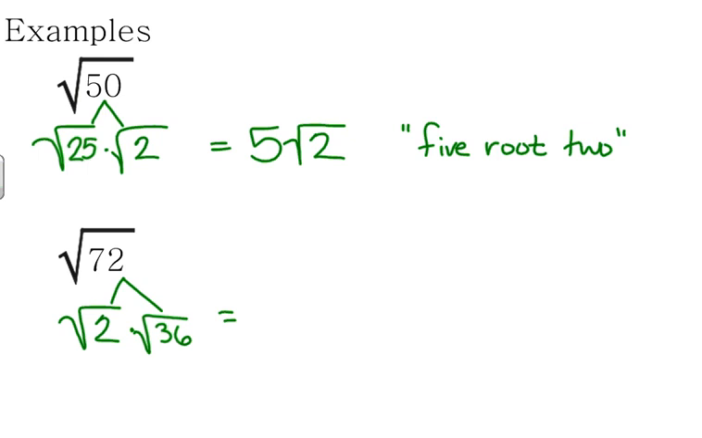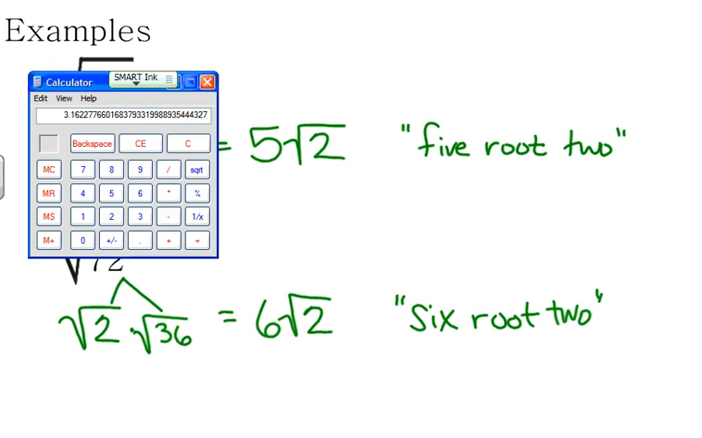The square root of 36 is 6. And the square root of 2, well, there's nothing really I can do about that. So I'm just going to write the square root of 2. And I would say this is "6 root 2." Let's go ahead and prove to ourselves that what we're doing makes sense.